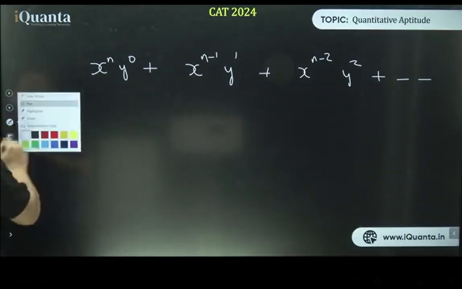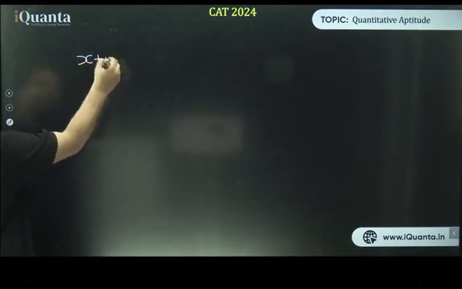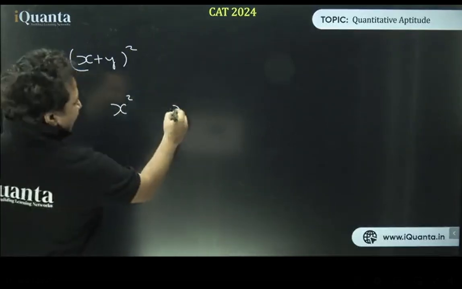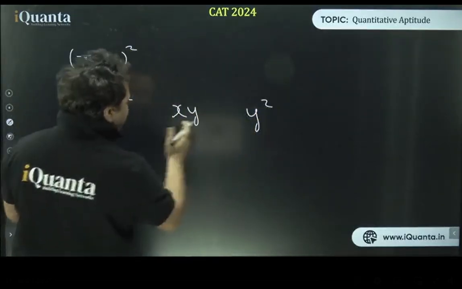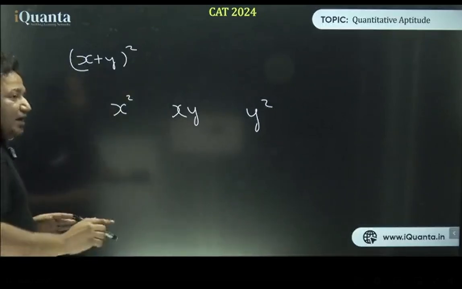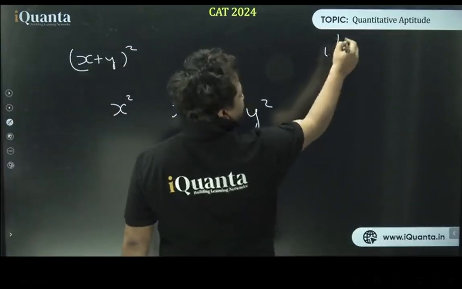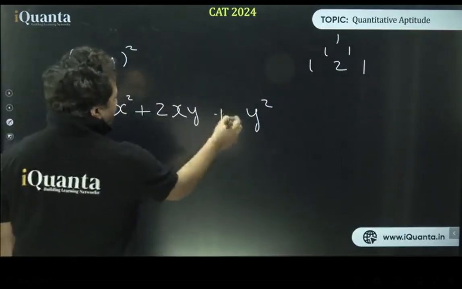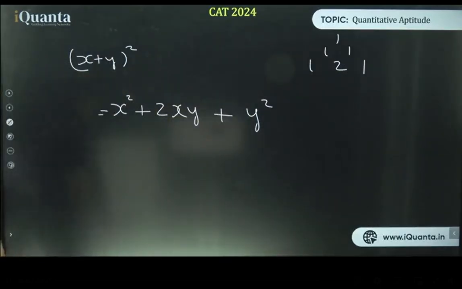Is that clear? How? So let's say I have to calculate the value of x plus y whole square. All of you know what is it? Male ki intensity 2, female ki 0, male ki 1, female ki 1, male ki 0, female ki 2. These are the terms. And from Pascal's triangle, if you look at second row, what was it? 0th was 1, first was 1, 1, second was 1, 2, 1. So this is 1, 2, 1. And that is why we get the formula. Is that clear?